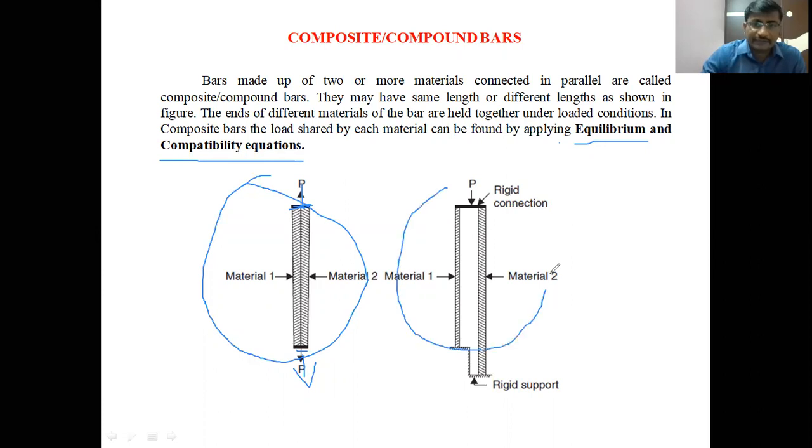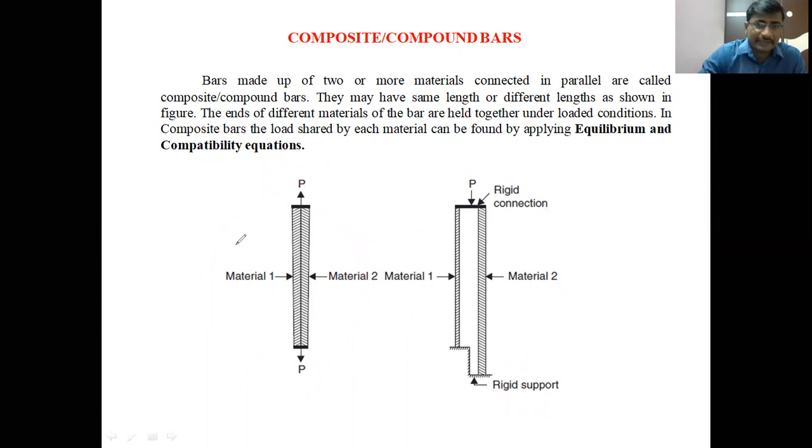In the second diagram, material 1 and material 2 are connected parallelly, but they are placed at a certain distance. Some gap is maintained between them, and they are connected at the ends by a rigid connection. This is a rigid connection, and at the bottom they are connected by the rigid support. Both are not equal lengths here. In the previous case both were the same length, but in this case both members are different lengths.